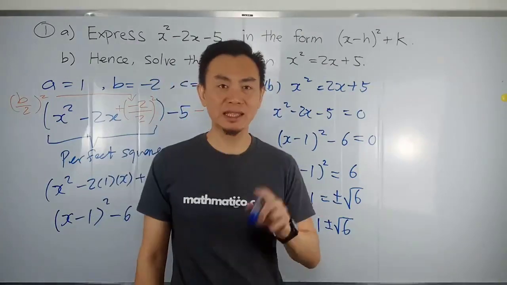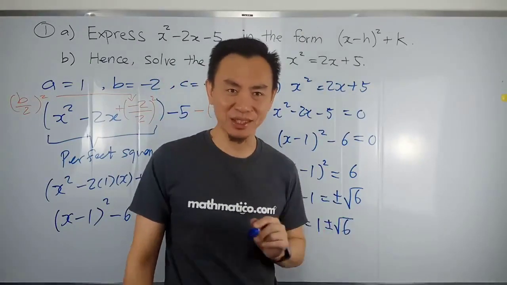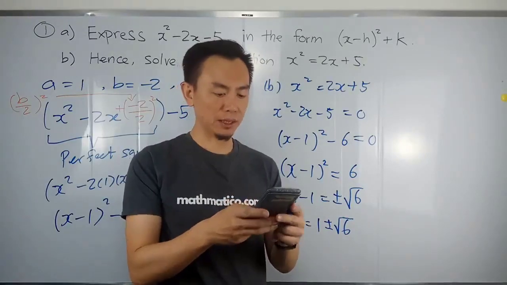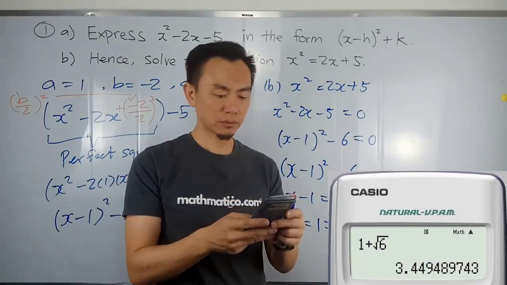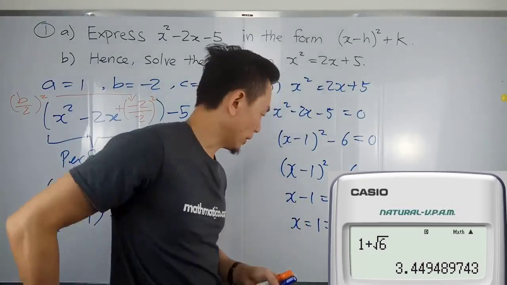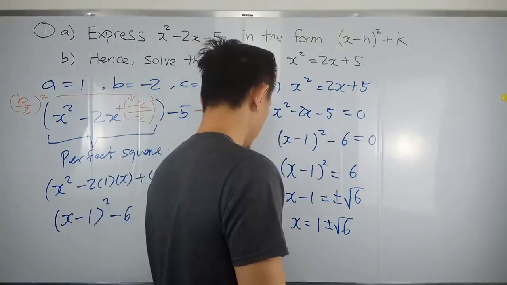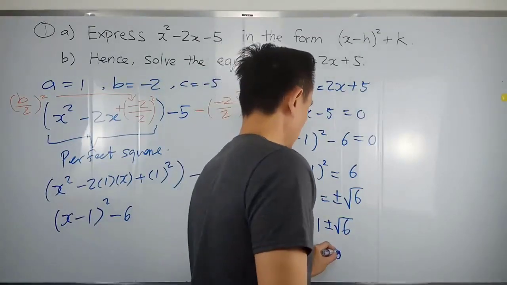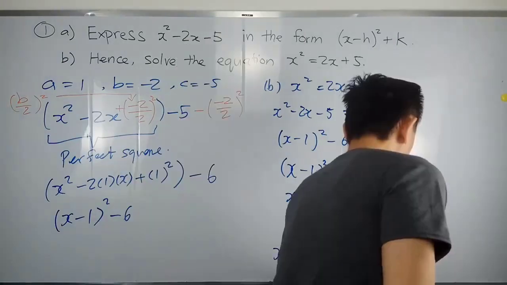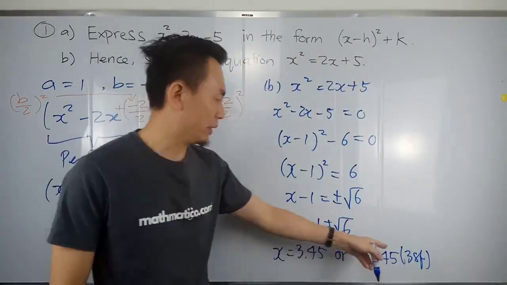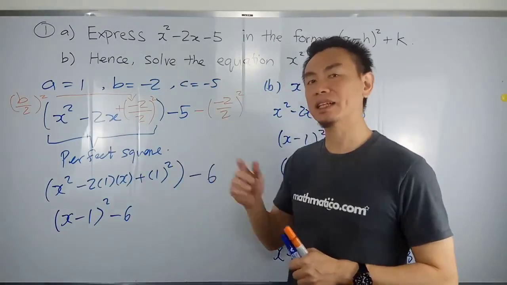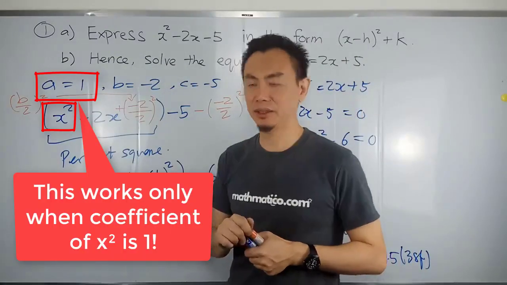So from here, we just press the calculator, we get the results, and that's it, the question is solved. Alright, let's get a calculator. Okay, so we have 1 plus square root 6. That is 3.45, correct to three significant figures. Or negative 1.45. These are rounded off answers, so I write here 3 significant figures. And that's it.